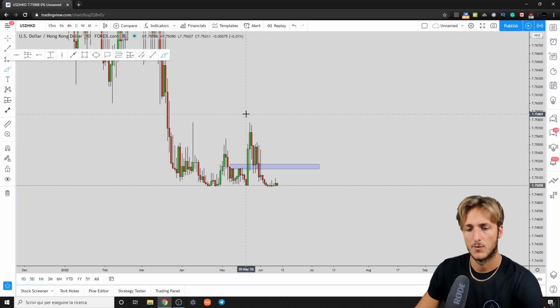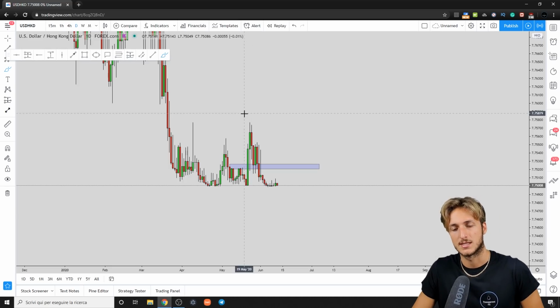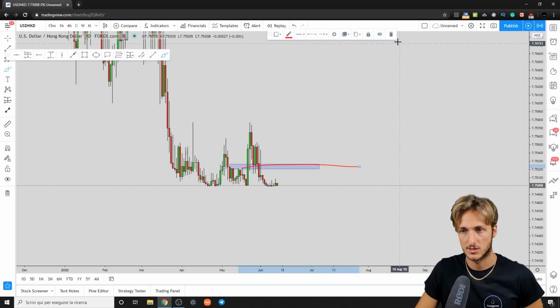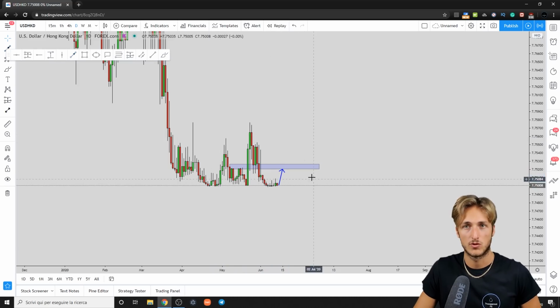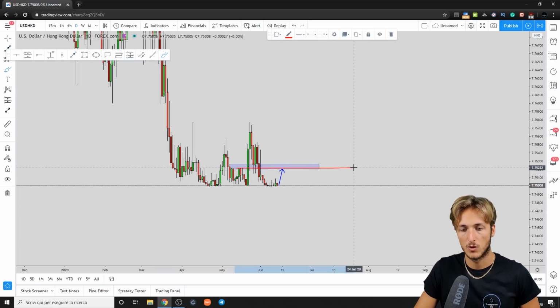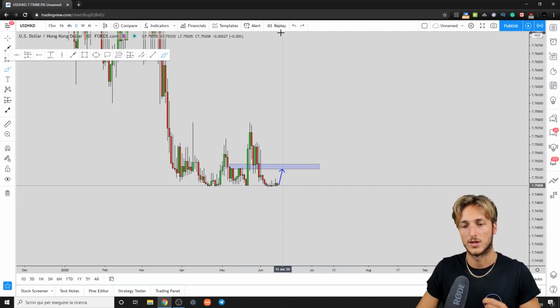Now, the way in which you're supposed to be approaching a pair like this is pretty simple. You know that you have resistance here, you know that you have a formation, and you know that you don't want to be looking for a long until we are below this structure level. So below this previous support, now turned resistance. In which way will we be approaching this with students?